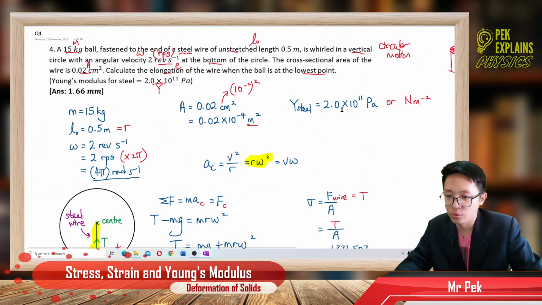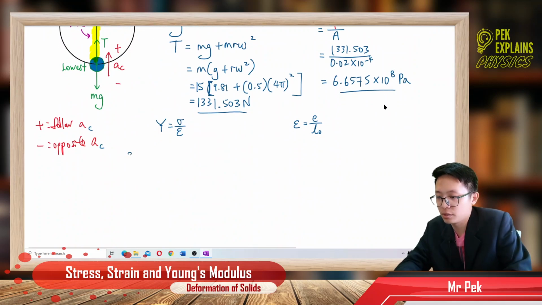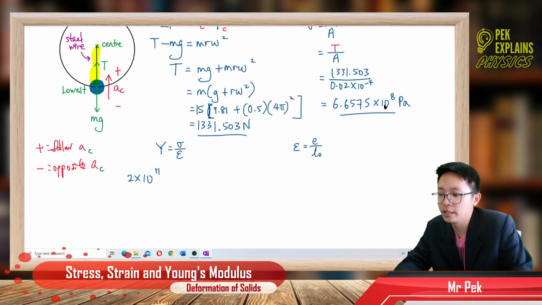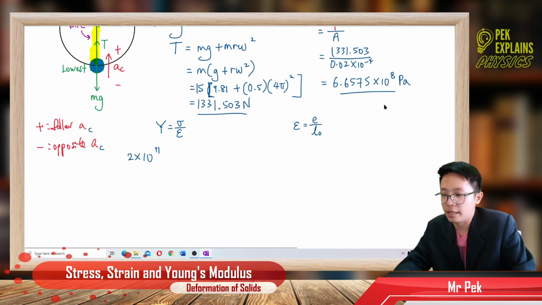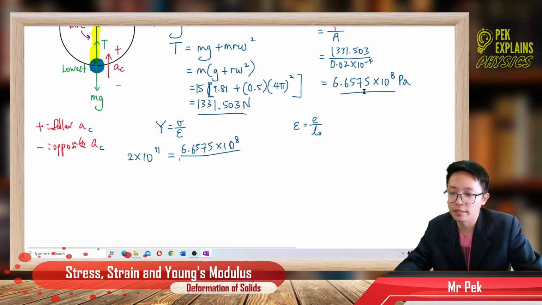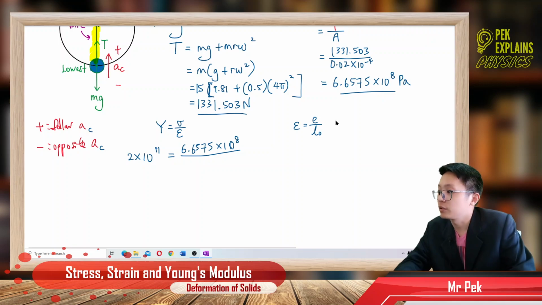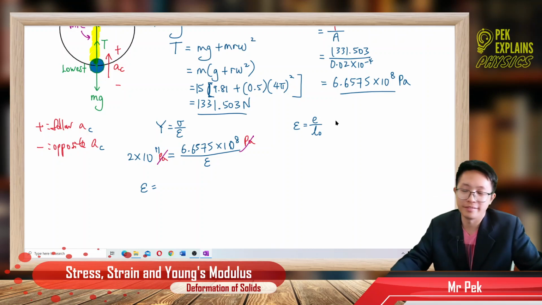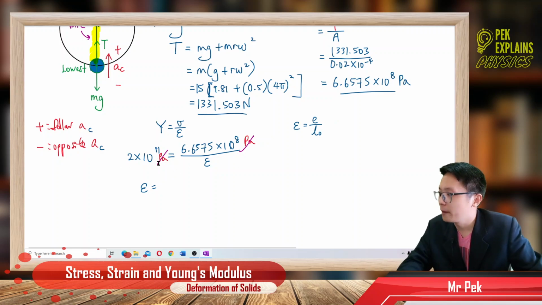See, step by step. 2 exponent 11. So just substitute 2 exponent 11 Pascal. And then stress is 6.6575 exponent 8 Pascal. So I got the strain. The Young modulus is Pascal, stress also Pascal. So when cut off Pascal with Pascal, strain has no unit.